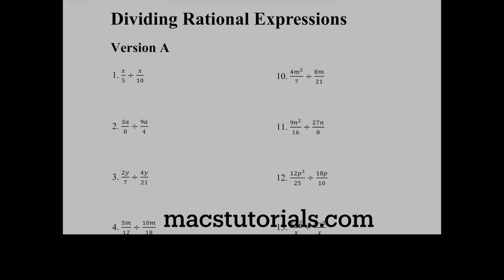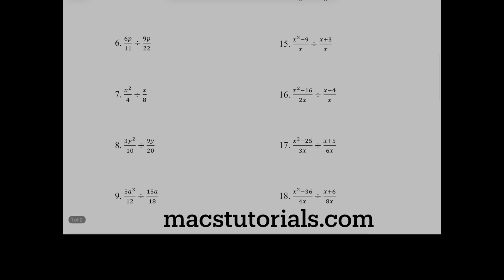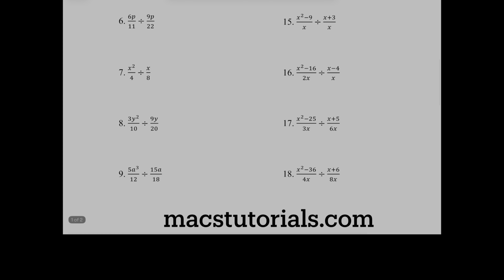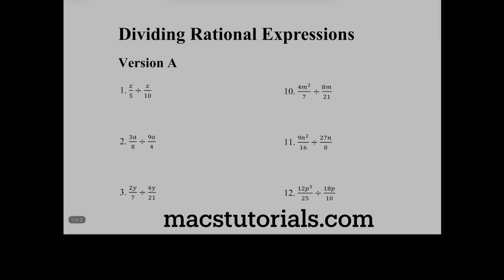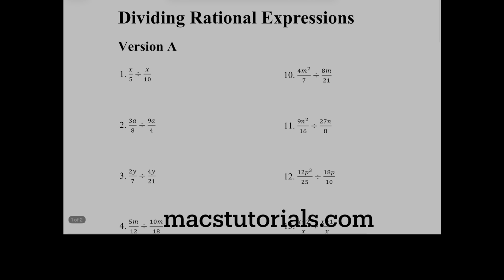If you've seen the video that I have on multiplying rational expressions, which you can find at maxtutorials.com, I recommend you go there and find that practice sheet, because dividing rational expressions is going to be a lot like multiplying them. The only thing you have to learn is this.